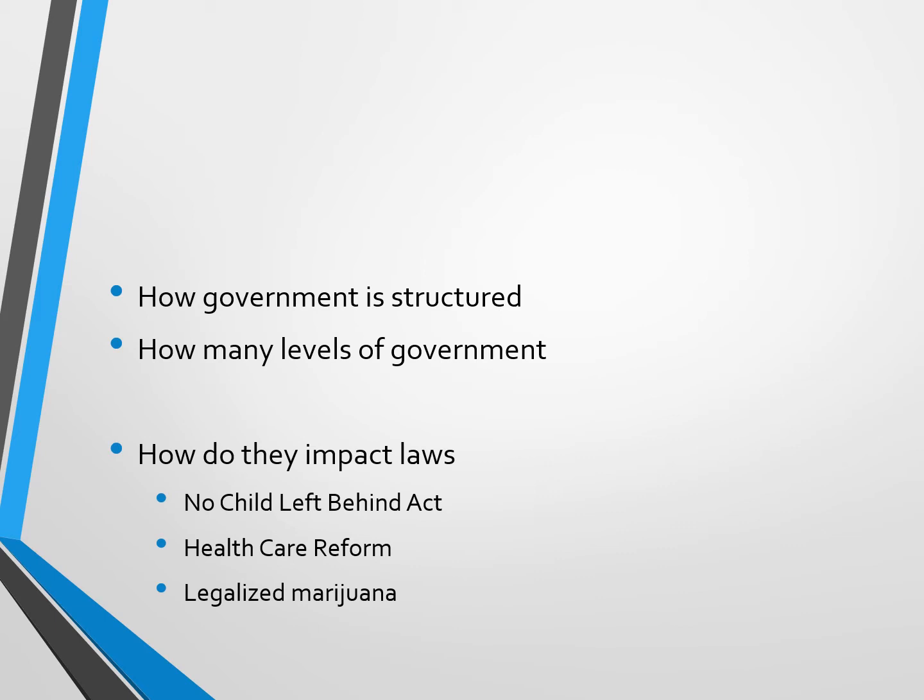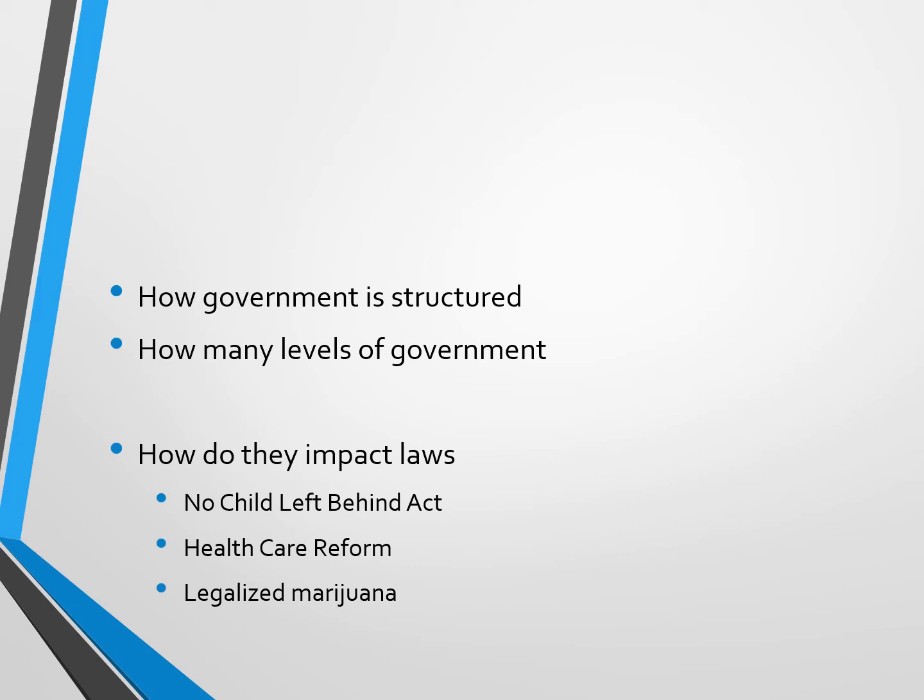And so when we have many different levels of government, laws can be passed at many different levels. We have local type laws, and those are called ordinances. We have state level laws, and those are called statutes. And then we have national level laws, and those are called laws.